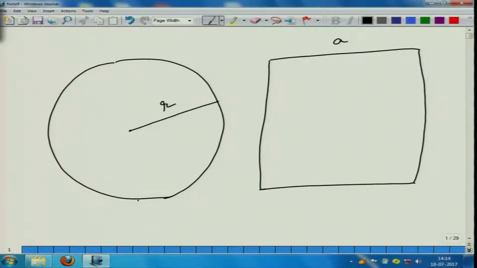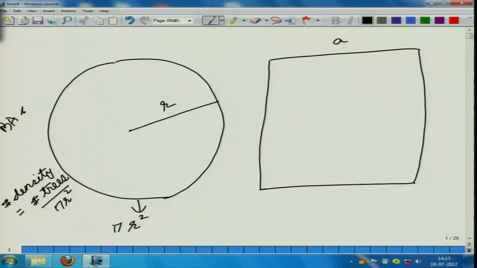So, here your area will be pi r square. If you want to find out the number density, it will be the number of trees divided by pi r square, and if you wanted to find out the basal area density, it would be the sum of the basal areas of each tree that lie in this sample plot divided by pi r square.